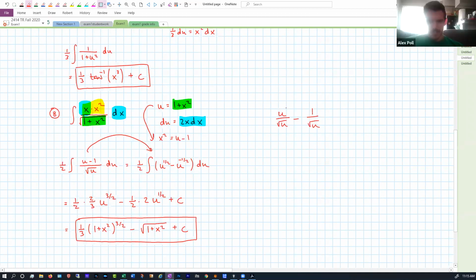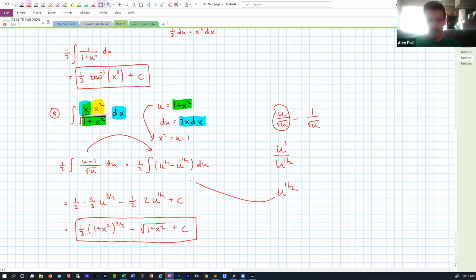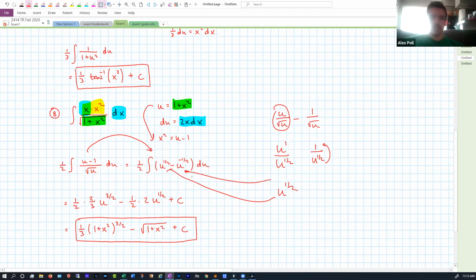Yeah. And then this right here is the same as u to the 1 over u to the half. And then I subtract the exponents, right? 1 take away half, that's just u to the half. And that's this part right there. And then the other one, I just rewrite it as 1 over u to the half, and then I bring it up as a negative exponent. And that gives me. Oh, okay. Cool.